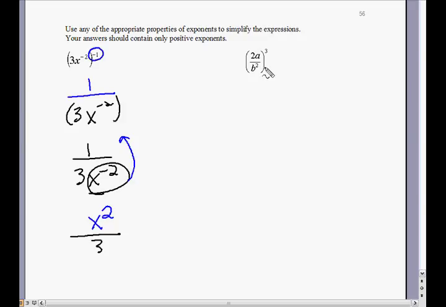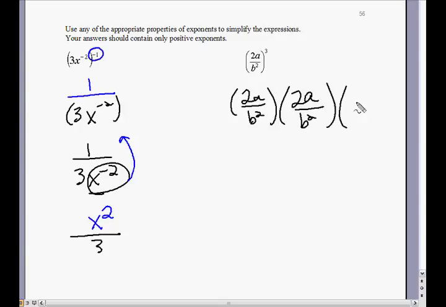Our next example, 2a divided by b squared, is all raised to the third power. We have a couple of options here. One, we can write out what this means. It's 2a divided by b squared, multiplied by 2a divided by b squared, multiplied by 2a divided by b squared. So we can write it 3 times and simplify that.